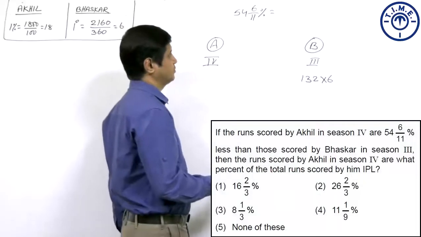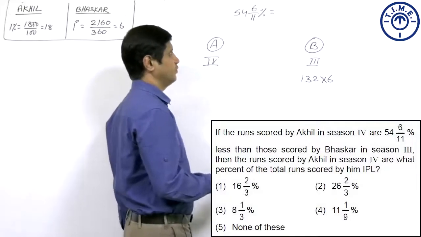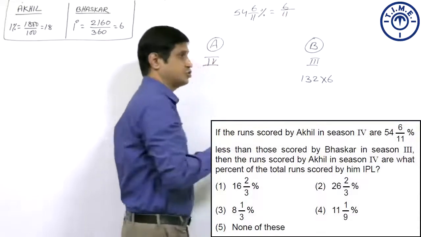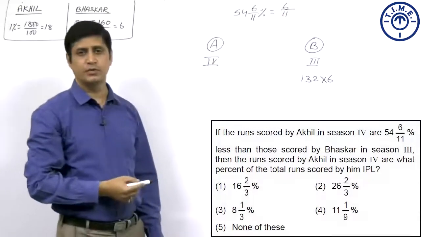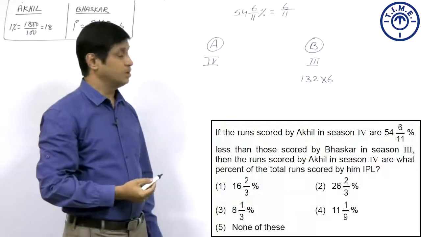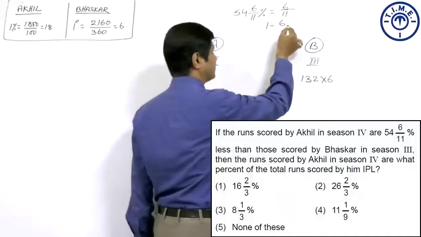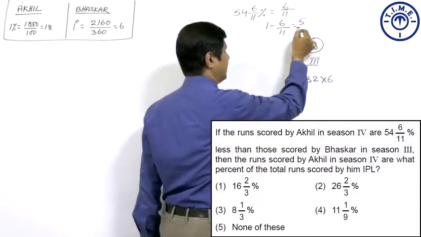So 6 times of the value means it is 54. So, what is the result here? 6 by 11. So, 6 by 11 is the equivalent fraction value of the 54, 6 by 11%. Now, it is less, means 1 minus 6 by 11 results 5 by 11.